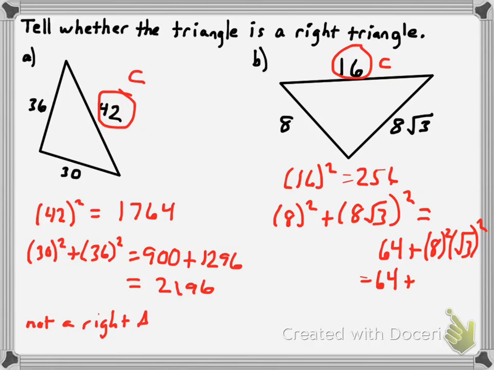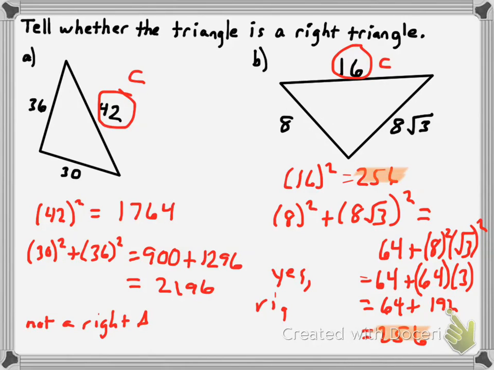All right, now 8 squared is 64. The square root of 3 squared is 3. So we've got 64 plus 64 times 3. 64 times 3 being 192. And 192 plus 64 is 256. So you can see indeed that our c squared was equal to our a squared plus b squared. So yes, that is a right triangle. All right, you see how that works?